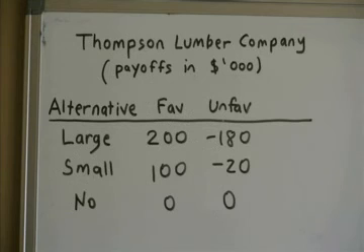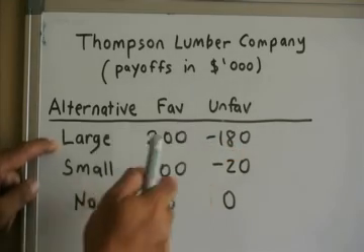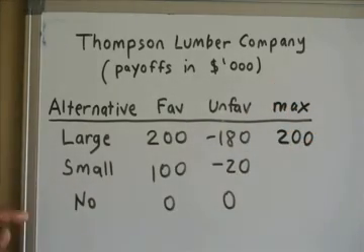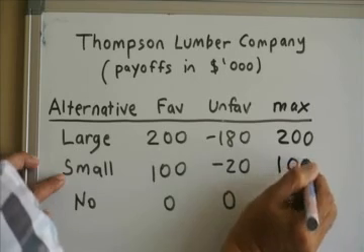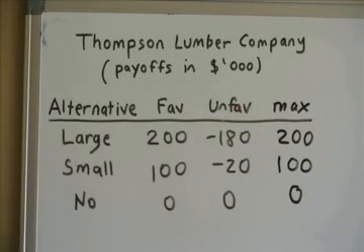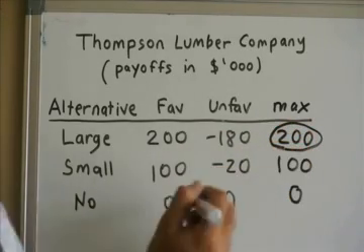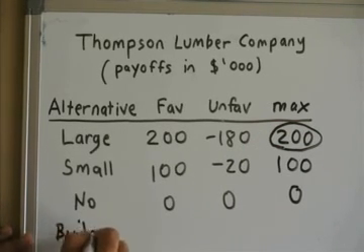Suppose we want to use Maximax model, which stands for maximum of the maximum. For each alternative, we have to find the maximum value. So for large plant, between 200 and negative 180, the maximum is 200. For small plant, between 100 and negative 20, the maximum is 100. But for no plant, the value is the same, 0. And out of this maximum, we find the maximum one more time. So between these 3, the maximum is 200. So the decision according to the Maximax model is build large plant.